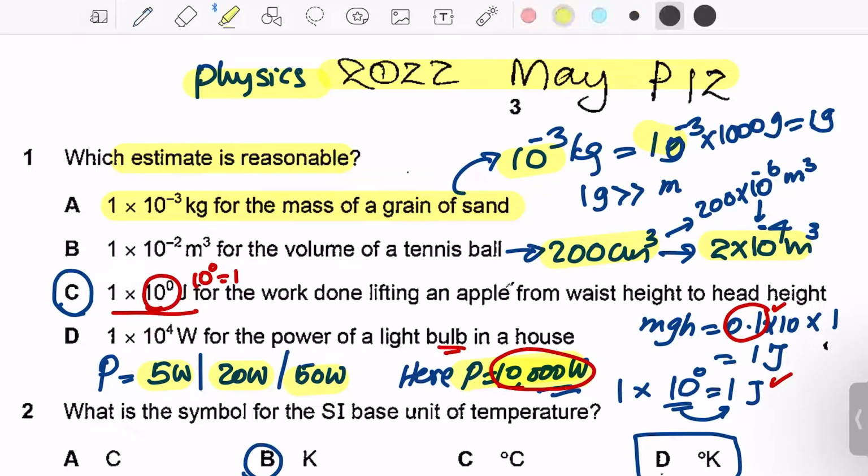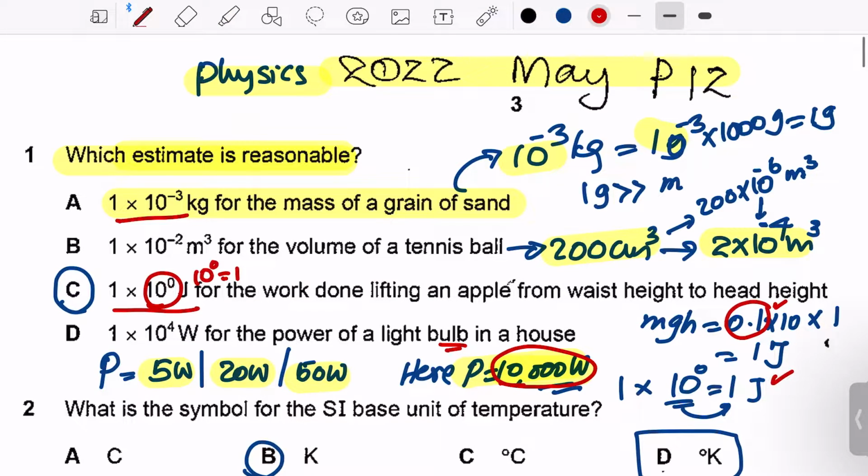They ask which estimate is reasonable. Let's go one by one. 1 times 10 to the power of minus 3 kilogram means minus 3 times 1000 grams. So it is 1 gram. 1 gram is much bigger than the mass of a grain. So answer A is not good.